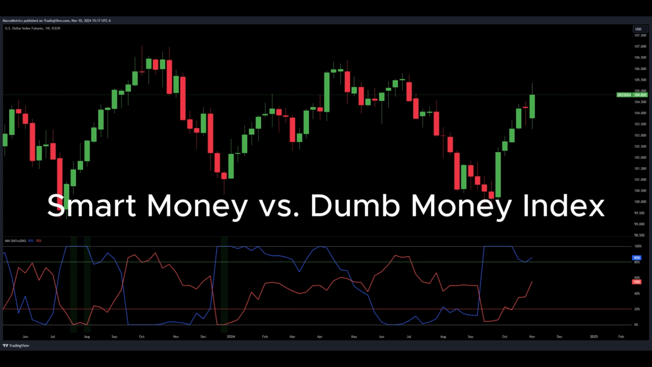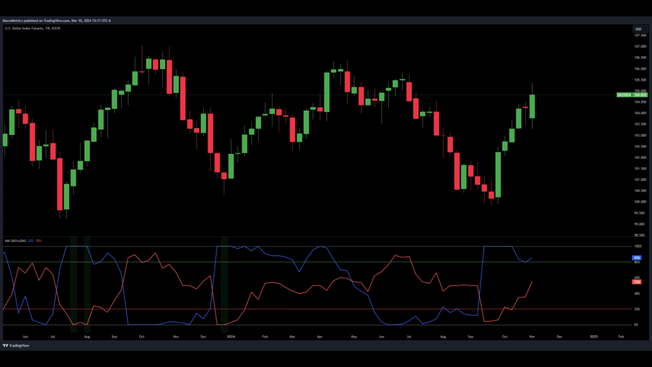Smart Money versus Dumb Money Index, based on COT report. As mentioned, the Smart Money Index, SMI, is a contrarian indicator that compares the positioning of commercial traders, the smart money, with non-commercial traders, the dumb money. It helps identify potential market turning points based on the assumption that smart money often anticipates trends and positions accordingly.